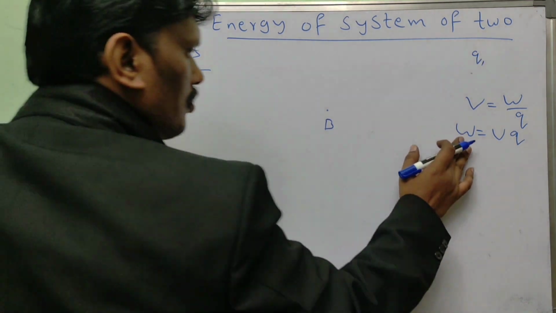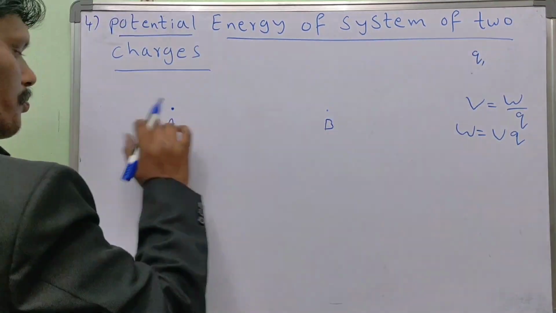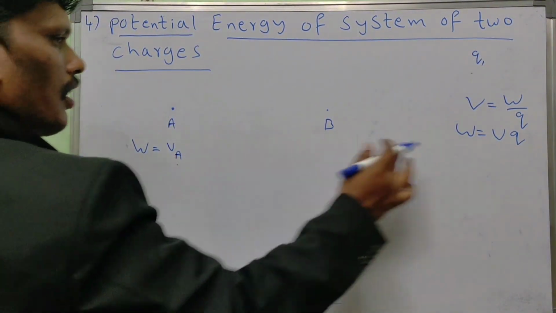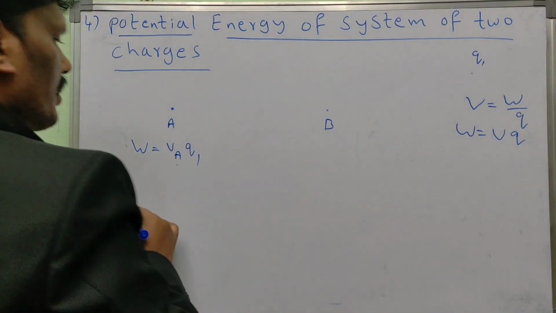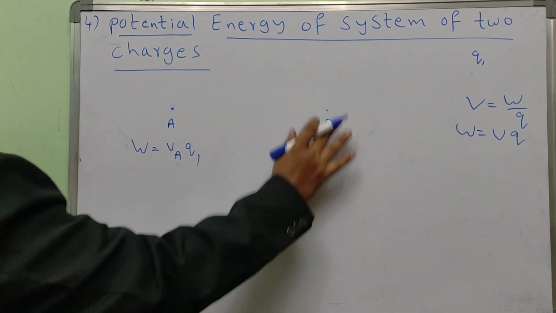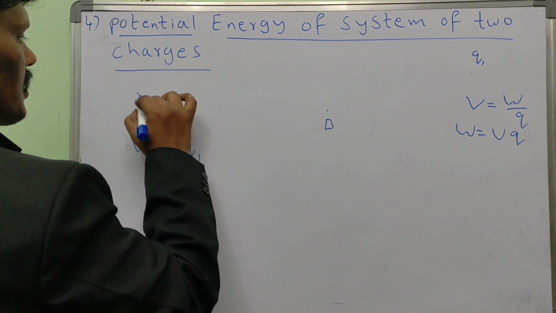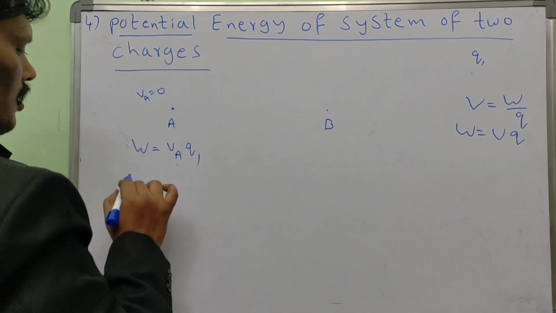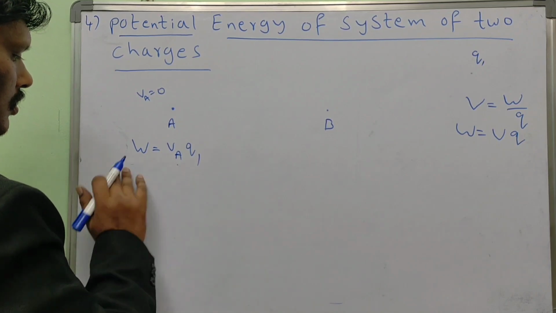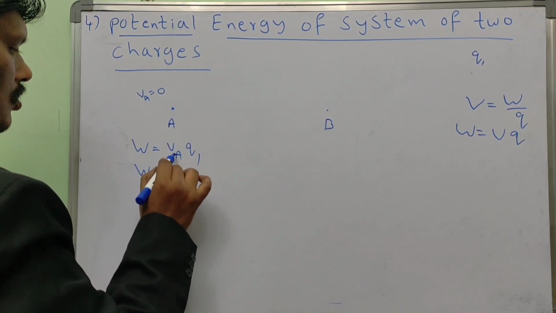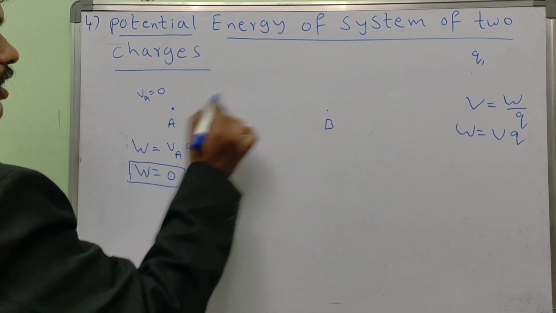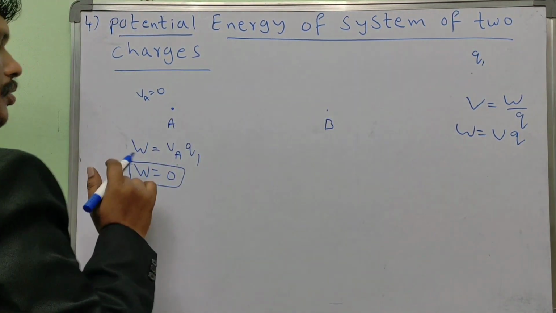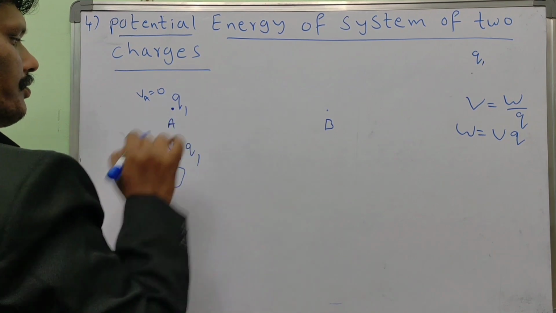How much work do I need to do? Potential at this point VA and bringing charge Q1. What is the potential at point A initially? There are no other charges in this region, so potential at A is 0 only. Then what is the work done required? Work done is equal to VA into Q1, 0 into Q1, so work done required is 0. Okay, right. I brought Q1 from infinity to this point A.